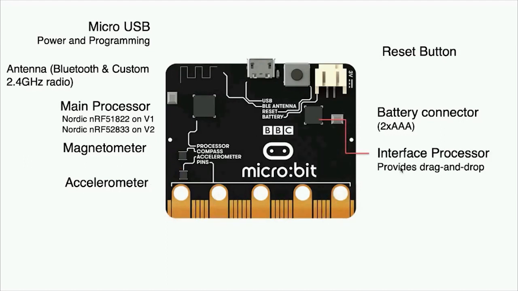And then a really key part of the technology is this interface processor. And this is what makes the microbit special in many ways. When you plug the microbit in, it looks like a USB drive, and that's all managed by this interface processor. It gives you the simple drag and drop programming, the debugging, and some other features that we're bringing to the microbit later in the year as well.